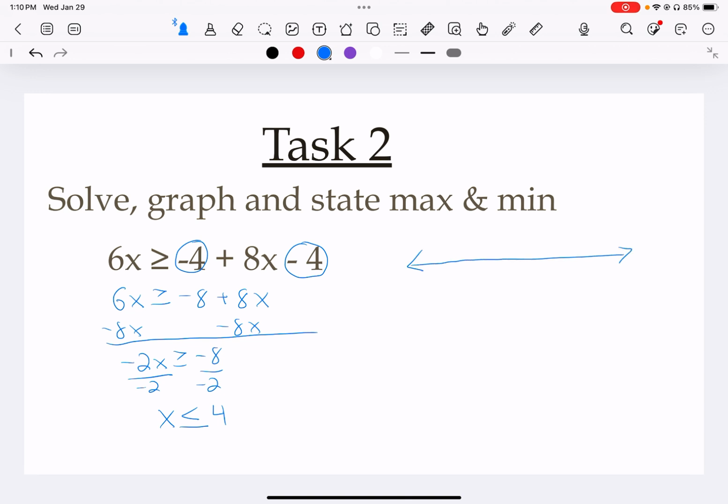So when I graph it, I have 4 in the middle, 5 and 6 on the right, 3 and 2 on the left. Since it's less than or equal to, that means 4 is included, so it's a closed circle. And since it's less than, I'm going to shade to the left. Now my minimum, since it's continuously going to the left, is negative infinity. And my maximum is how far right I can go, which is 4.